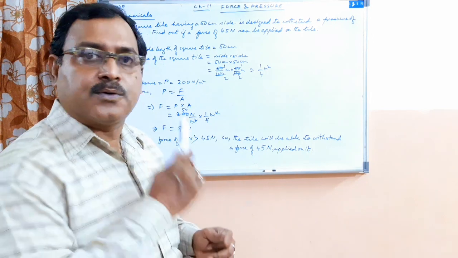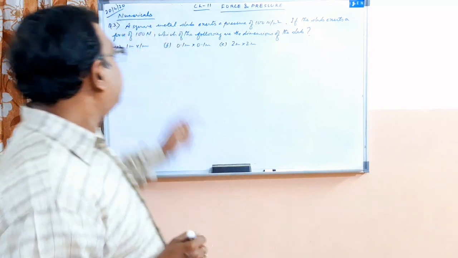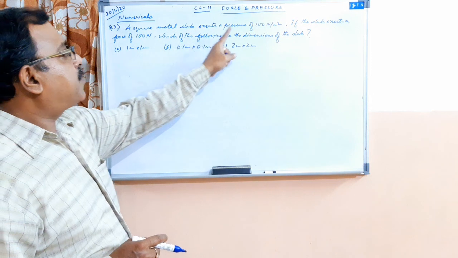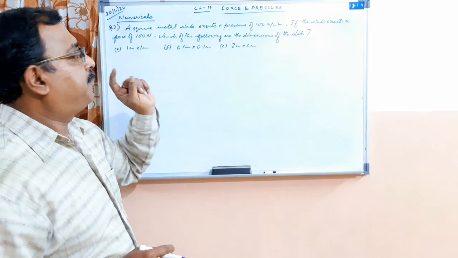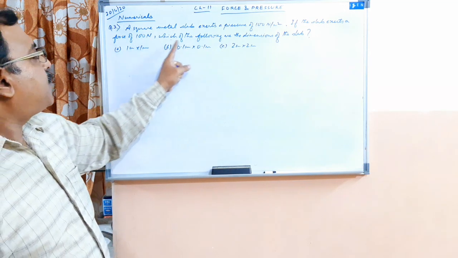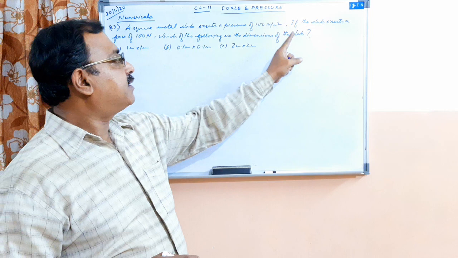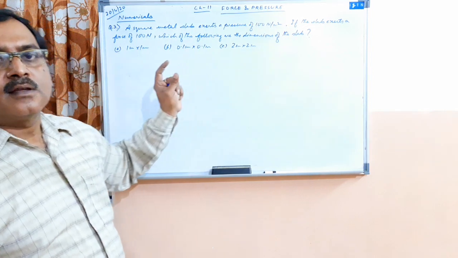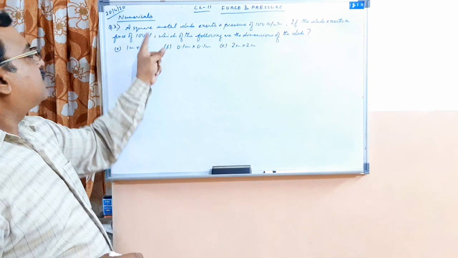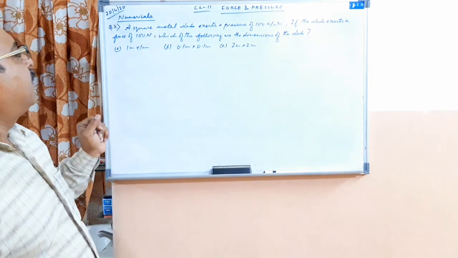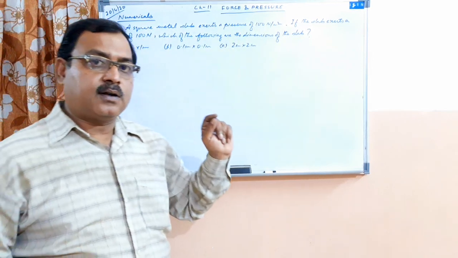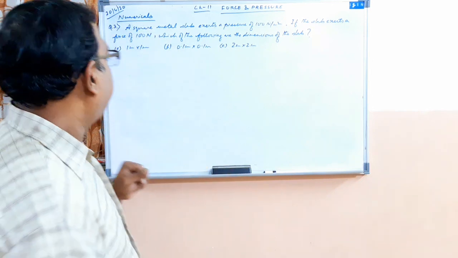Next we will do the third question. Okay children, here is the third question. A square metal slab exerts a pressure of 100 Newton per meter square. If the slab exerts a force of 100 Newton, which of the following are the dimensions of the slab? Dimension means the length. So length and breadth. So since it's square, it will be side to side. So that means pressure is given, force is given. Let us find out the area of the slab.